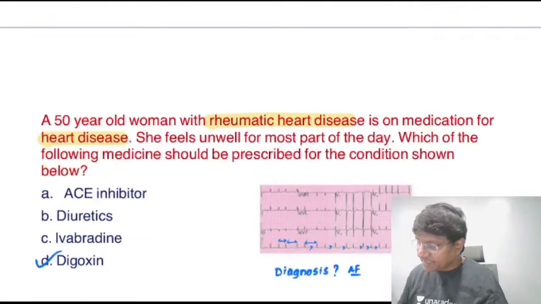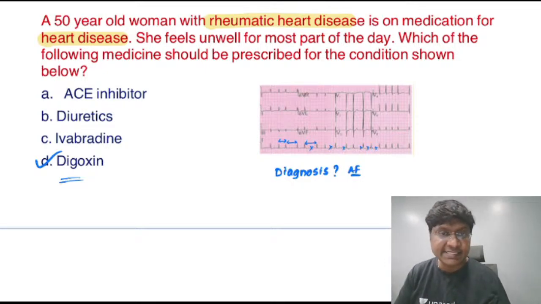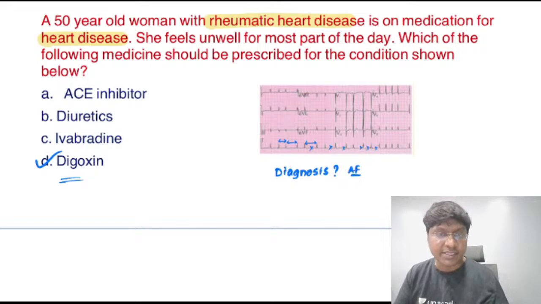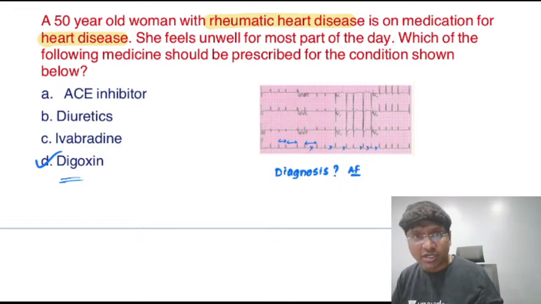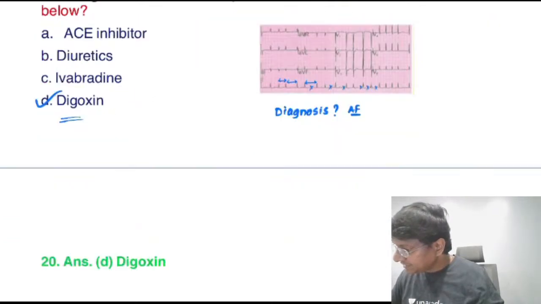So in atrial fibrillation, the drug that you need to give to make the individual normal is digoxin, because digoxin is one of your AV nodal blocking agents. Okay. Now you move on to the next question.